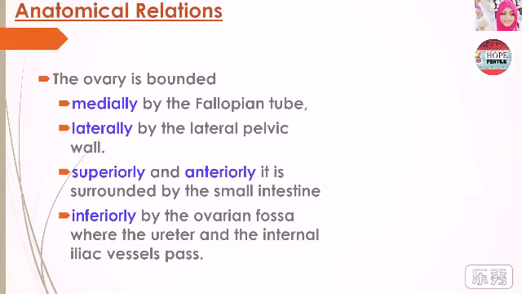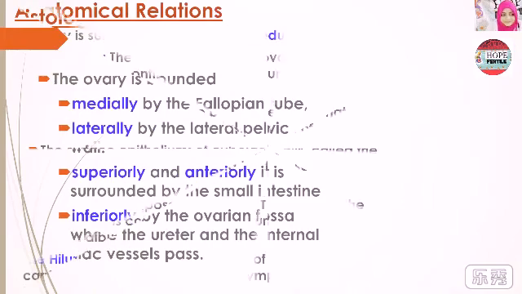Then anatomical relations of the ovary. The ovary is bounded medially by the fallopian tube, laterally by the lateral pelvic wall. Superiorly and anteriorly, it is surrounded by the small intestine. Inferiorly by the ovarian fossa, where the ureter and internal iliac vessels pass.